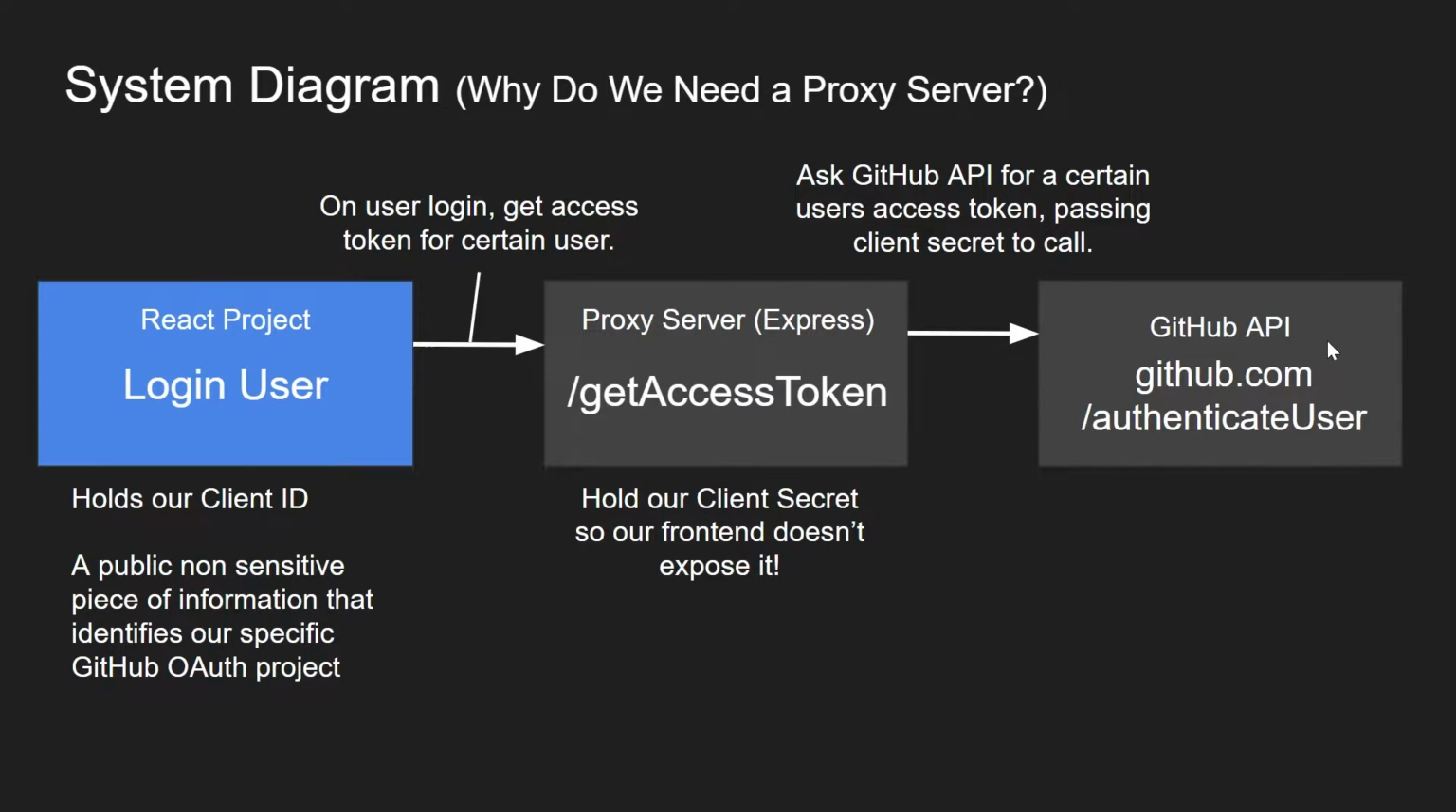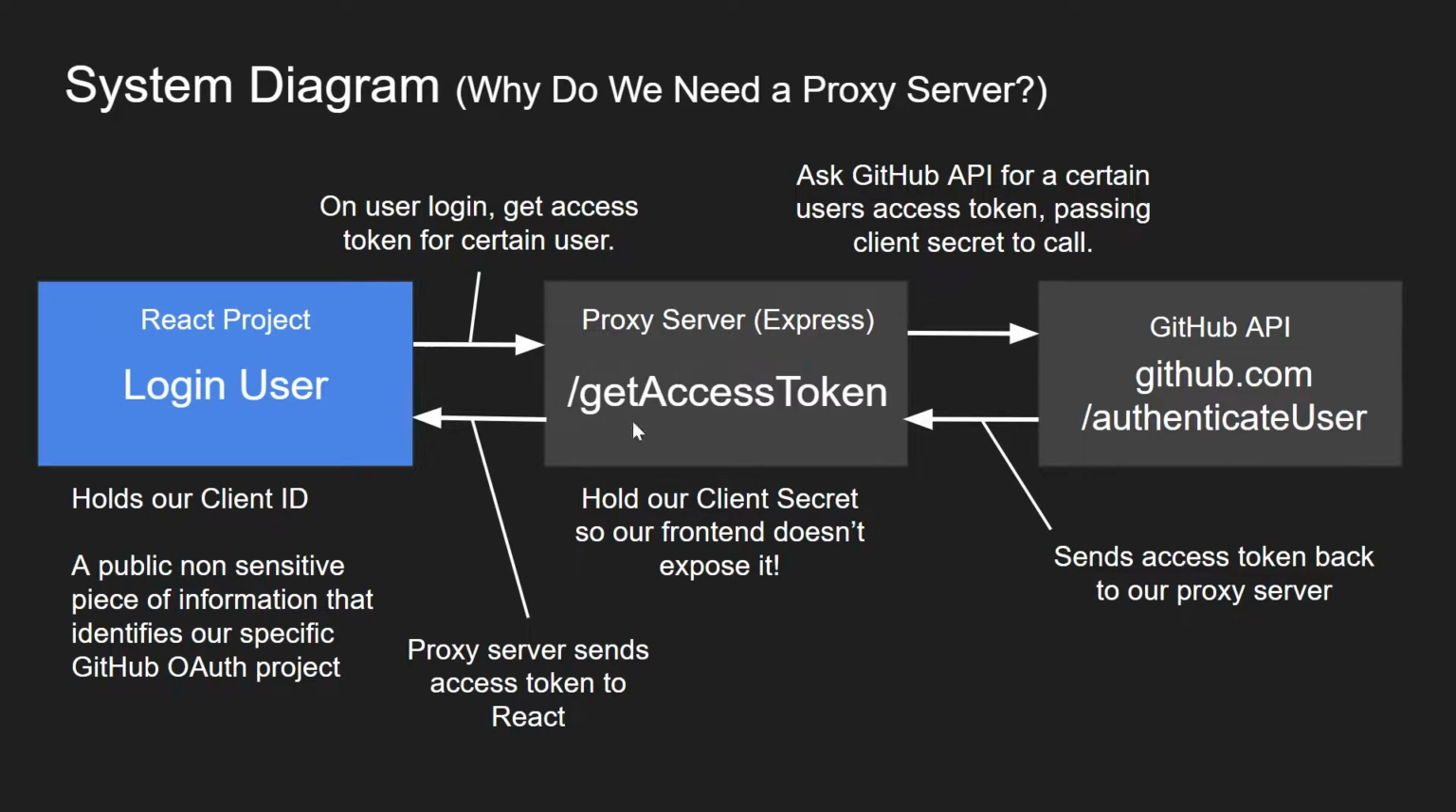GitHub's going to have something like /authenticate_user, for example, and this /authenticate_user route is going to send data back to the proxy server, which is then going to send that access token which we want. Our proxy server is then going to finally send that access token to our React frontend, and then we can do things with the GitHub API. In this video, we're only going to do a simple get the data for a certain user, but we still get access to that access token, which allows us to make calls to the GitHub API on the user's behalf. Hopefully this explanation was helpful in understanding this system.